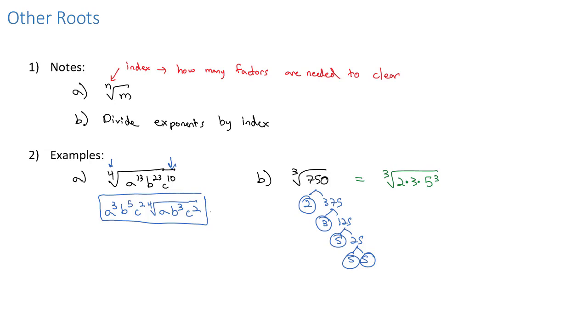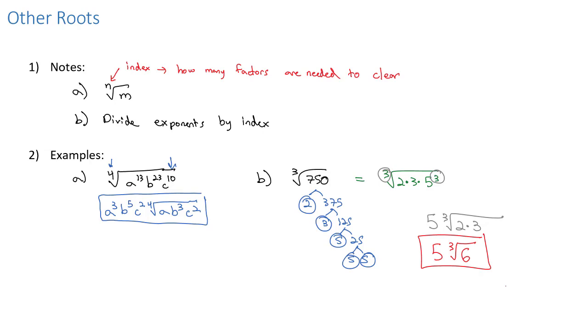To simplify, I'm going to divide exponents by the index to see what comes out and what's left behind in the cube root. Notice the 2 and the 3 do not have exponents on them, so they're going to stay in the cube root. But the 5 cubed, I can do 3 divided by 3 to get 1 five coming out and no 5s left behind. Simplifying then, multiplying the 2 times 3, we end up with 5 times the cube root of 6 for our final answer.